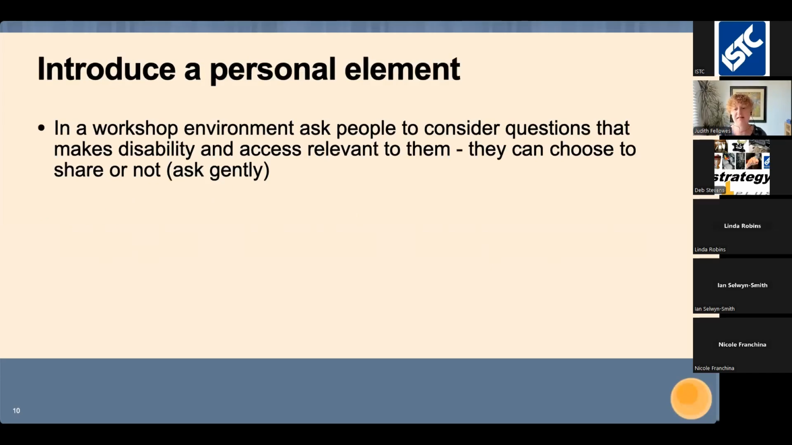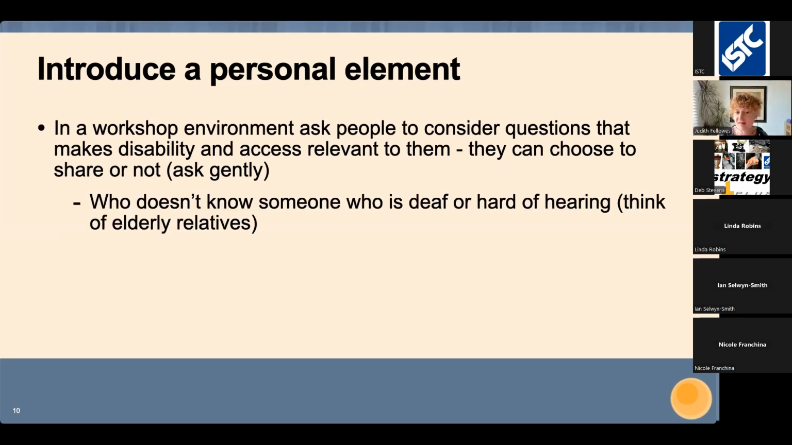So what I tend to do when I'm doing training, and there's very much people have this us and them, you know, or disability and deafness, and it's, you know, other people. And I'll ask questions, which I'll also always say are optional, but I'll say something like, who doesn't know somebody who's deaf or hard of hearing? And I'll say, think of your elderly relatives. And I've never actually had a situation where anybody, and I'm going to say, raise your hand if you don't know anybody who's deaf or hard of hearing. I've never had anybody raise their hand, because everybody does.